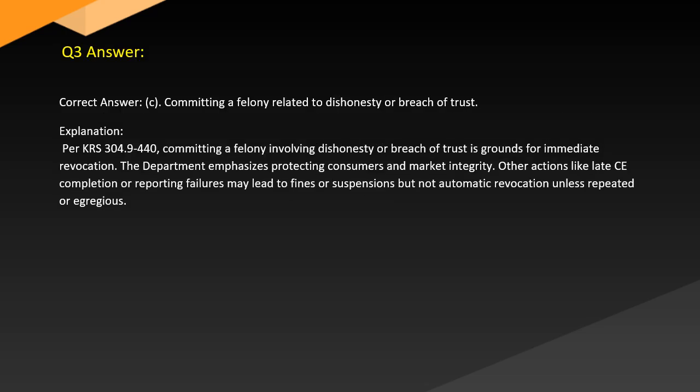Answer. Correct answer C. Committing a felony related to dishonesty or breach of trust. Explanation. KRS 304.9-440. Committing a felony involving dishonesty or breach of trust is grounds for immediate revocation. The department emphasizes protecting consumers and market integrity. Other actions like late CE completion or reporting failures may lead to fines or suspensions, but not automatic revocation unless repeated or egregious.